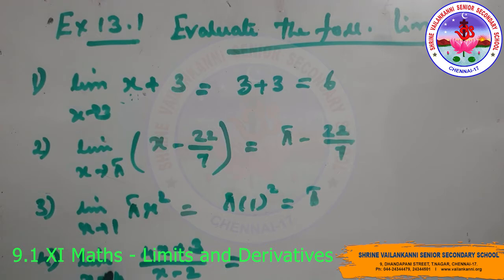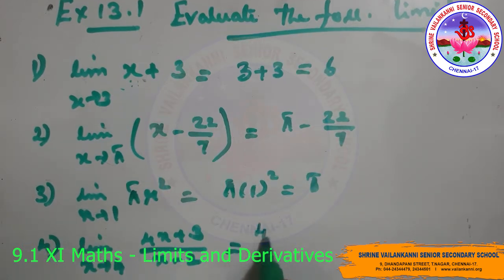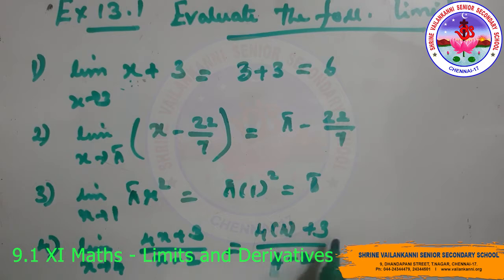Then the fourth one is limit x tends to 4, 4x plus 3 by x minus 2. So 4 into 4 plus 3 by x minus 2, that is 4 minus 2. 16 plus 3, 19, 4 minus 2, 2. So 19 by 2.